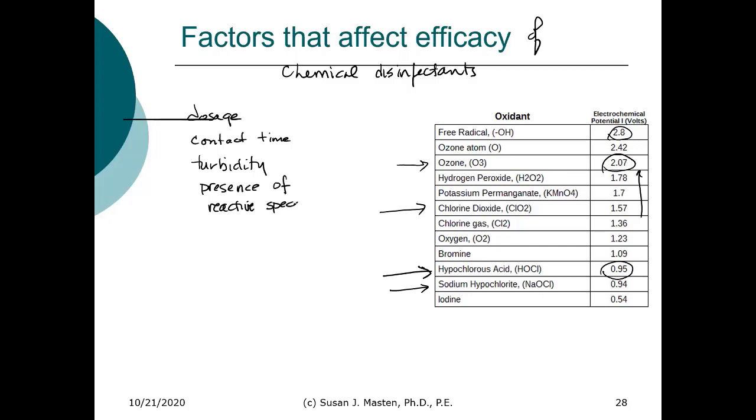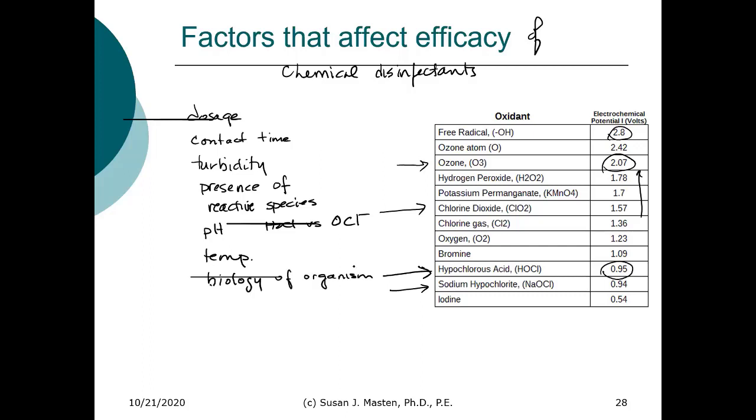Likewise, the presence of reactive species. These can be reduced iron, reduced manganese, anything that would potentially consume, react with ozone. pH, we mentioned HOCl versus OCl minus. HOCl is about 80 times more effective than OCl minus. So pH will play a significant role there. Temperature also plays an important role. It plays a role in terms of how rapid the reaction is.